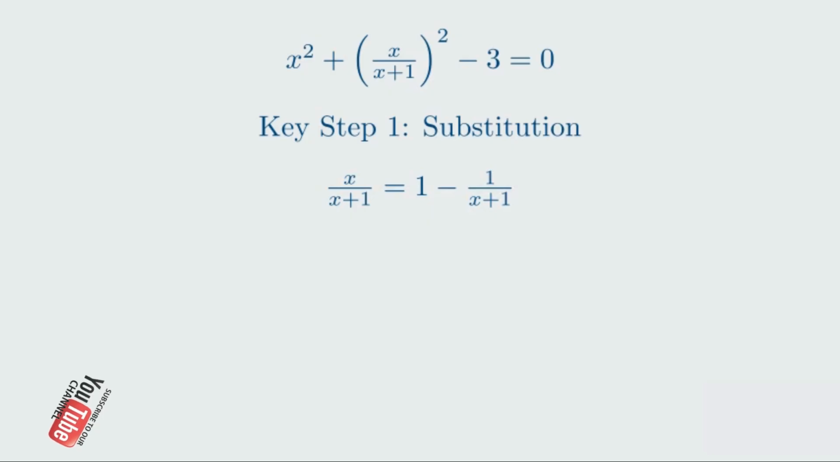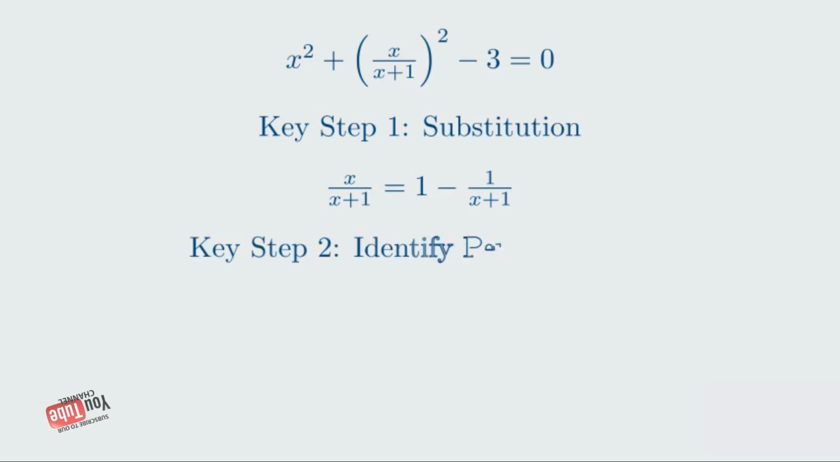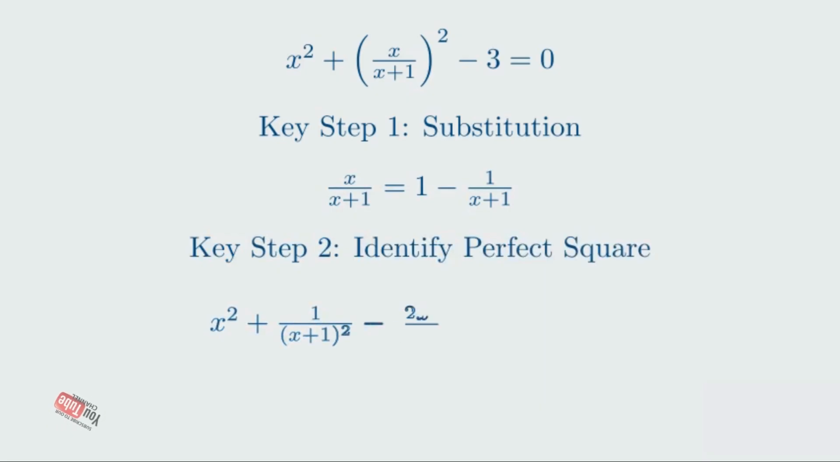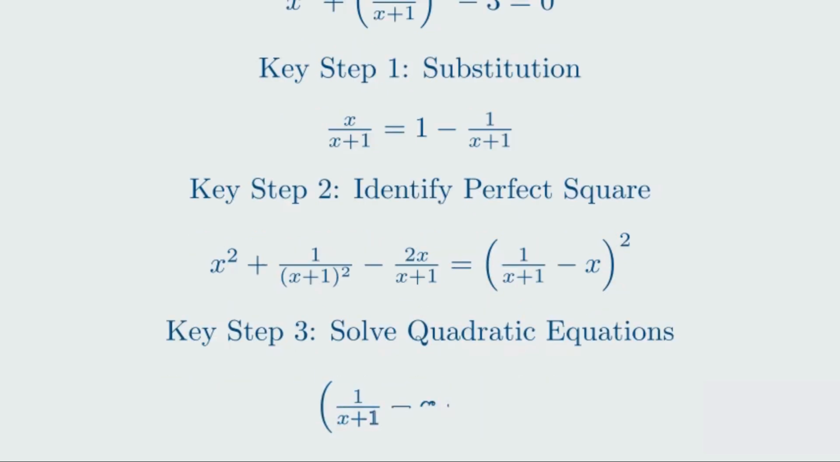Second, we expanded and rearranged the terms, carefully identifying a perfect square. We noticed that x squared minus 2x over x plus 1 plus 1 over (x plus 1) squared could be written as the square of the quantity 1 over x plus 1 minus x. Finally, we solved the resulting simpler equation by taking the square root and solving the two separate quadratic equations. This led us to 4 distinct real solutions. Well done!